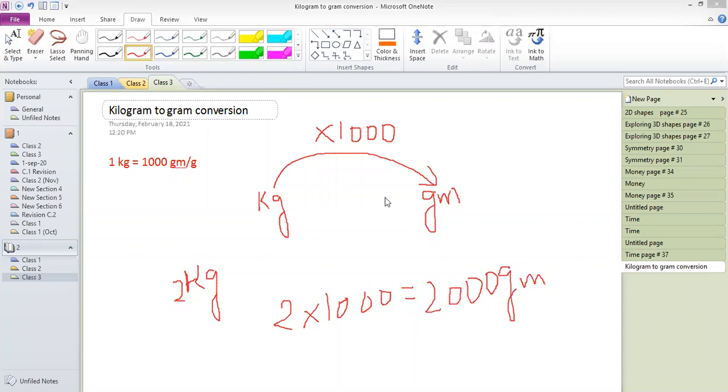Is it clear to you guys? Yes, sir. That's very good. So 2 was easy. If I ask you, 15 kilograms is equal to how many grams? Let's suppose I bought 15 kg of rice from a shop. Can you tell me how many grams that is? I'm going to open your mic and you will tell me. If I bought 15 kg of rice from a shop, how many grams have I bought?